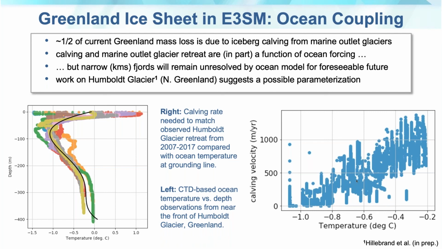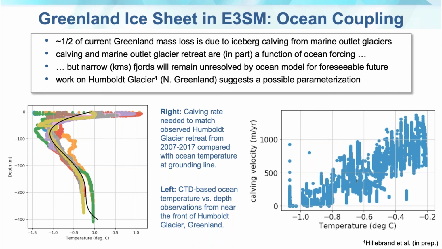But one thing that's difficult is that the places where the ocean is in contact with the ice sheet in Greenland are much smaller than in Antarctica. We don't have these huge ice shelves that cover hundreds of thousands of kilometers. We have very narrow fjords, sort of 5-10 kilometers wide, that are going to be unresolved in our ocean model for quite some time yet. So there's definitely a lot of interest in trying to figure out some way to couple calving from outlet glaciers to the ocean without actually having to simulate that connection directly.